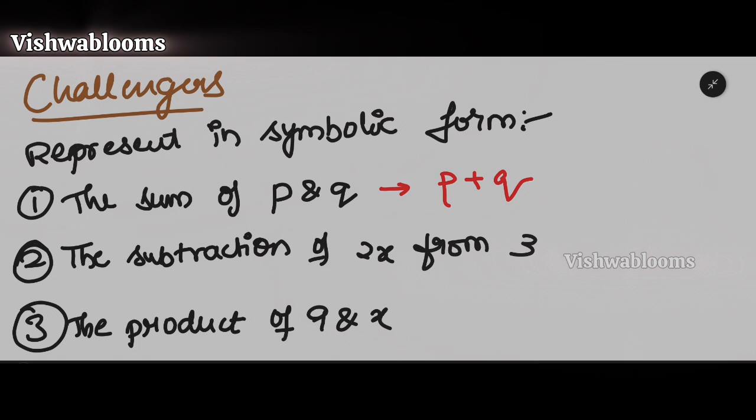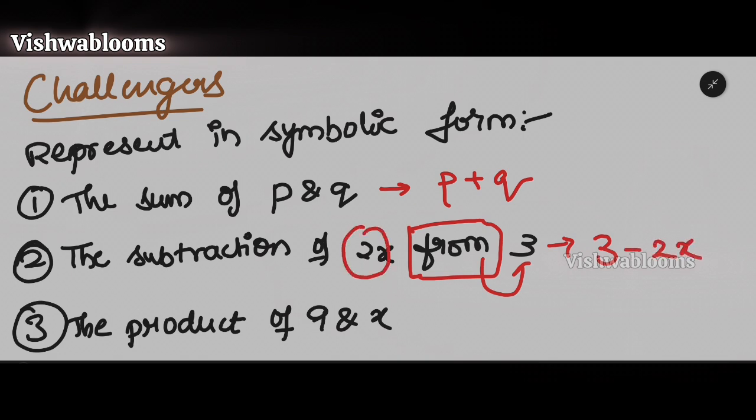Next is the subtraction of 2x from 3. Remember, whenever you see subtraction, be very careful with the word from. They are telling subtraction of 2x from 3. That means from 3, 2x is being deducted. So remember, I'll tell you a shortcut for this. Whatever comes after from, you should write first, that is 3, and put minus and 2x.